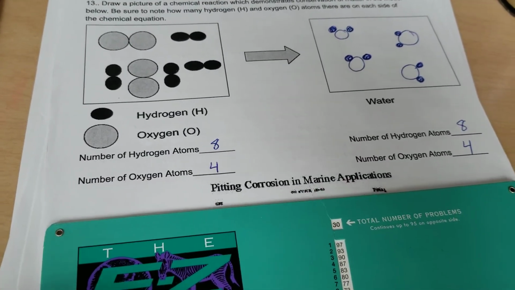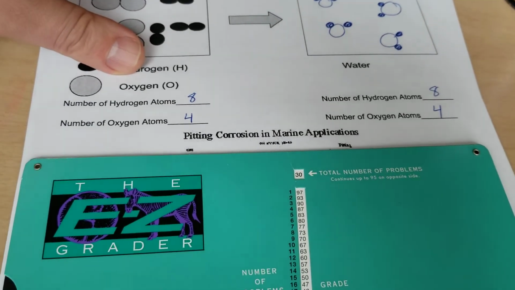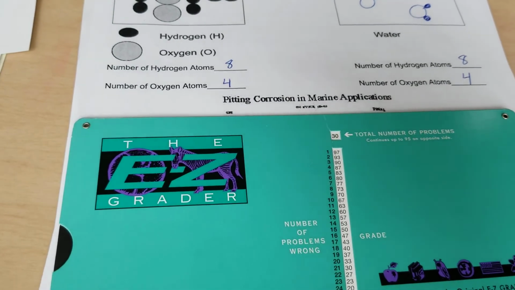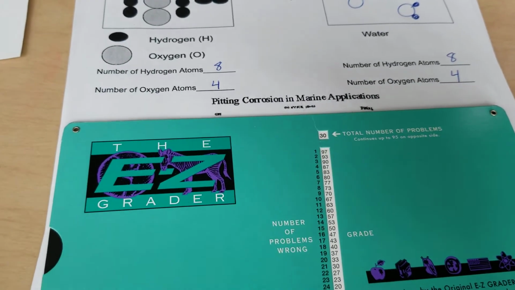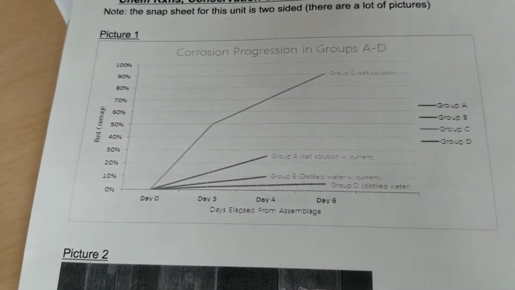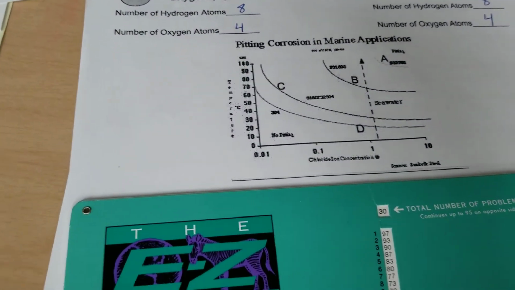Fitting corrosion in marine applications. I can tell you right now, this graph that I put on here is way more difficult to understand than the one that's on the test. The one that's on the test you've seen before. It's on the snap sheet for this unit. Pretty straightforward. It's the one that looks like this. We even used it in class. Super easy. You should not have any issues with it. But let's look at this more complicated one for starters.